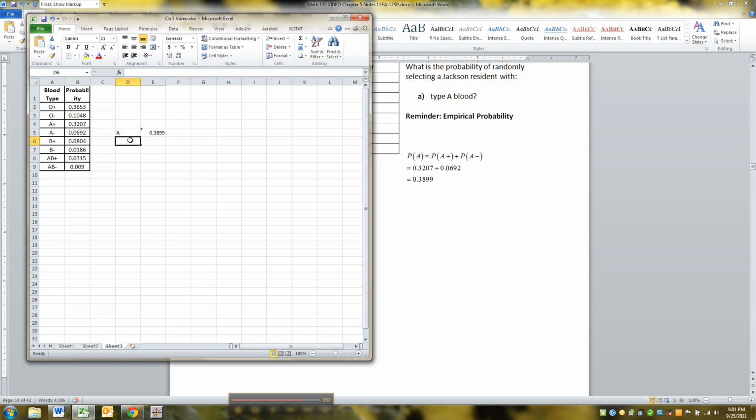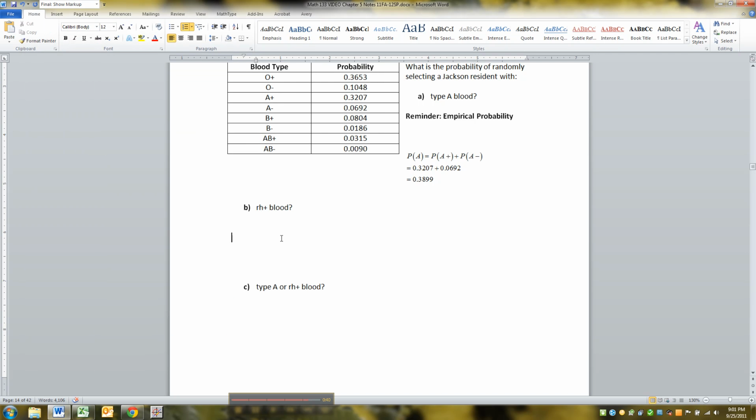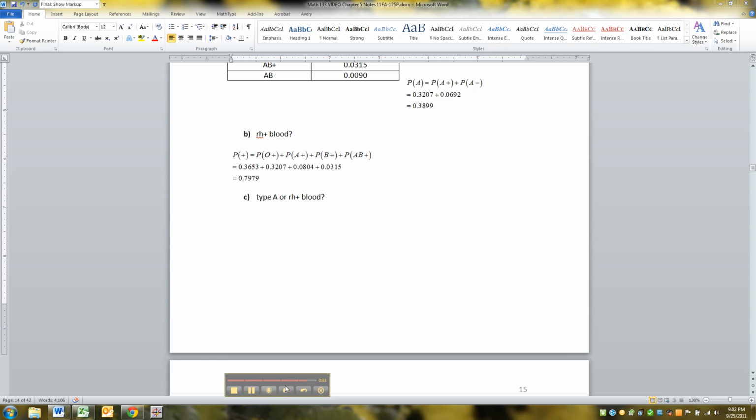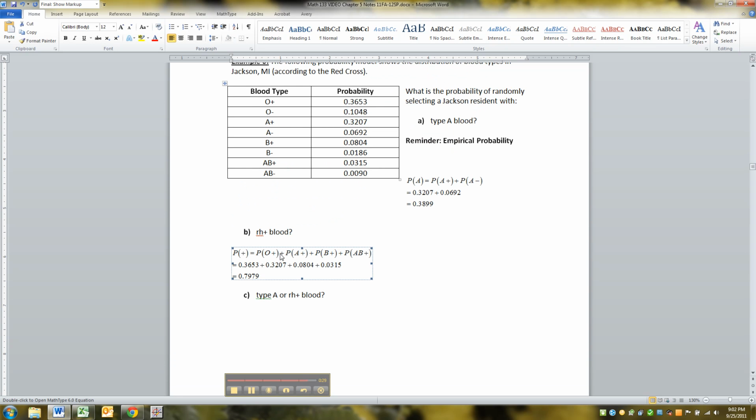Okay, Rh positive is all the positives. So that would be equal to the sum of this one, this one, this one, and this one. All the positives added up. So 0.7979. I wrote it all out so you could see it. It's the probability of O positive plus A positive plus B positive plus AB positive. And they're all four numbers, and then there's the final answer at the bottom.